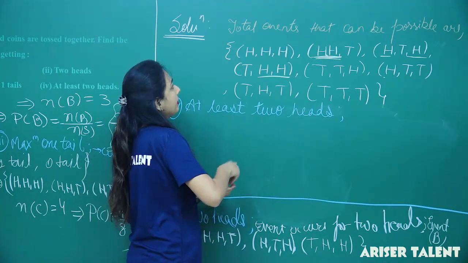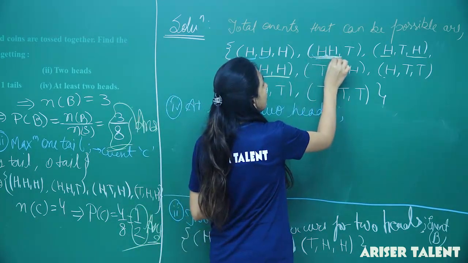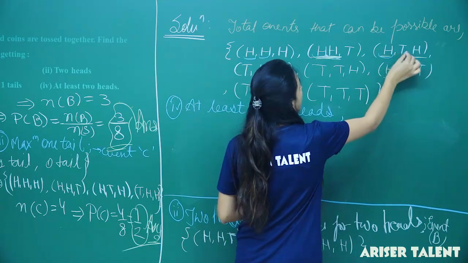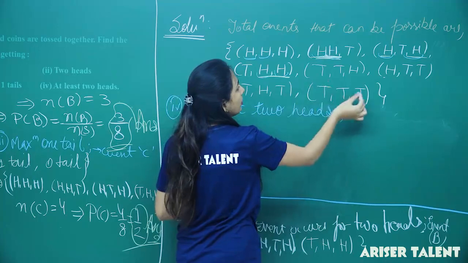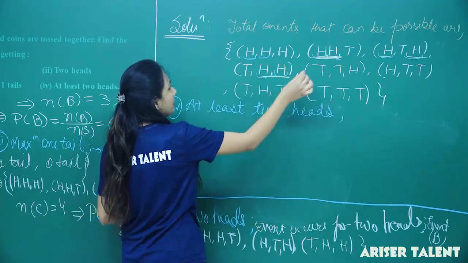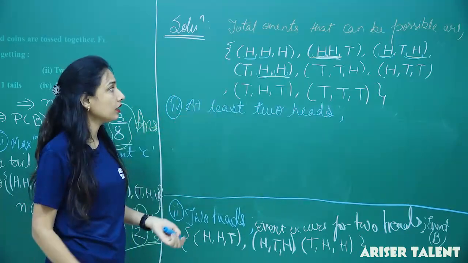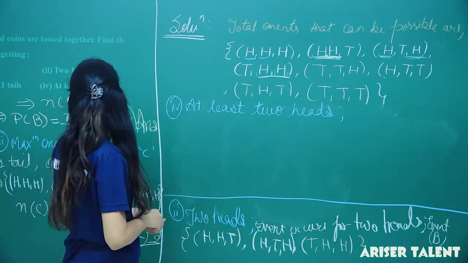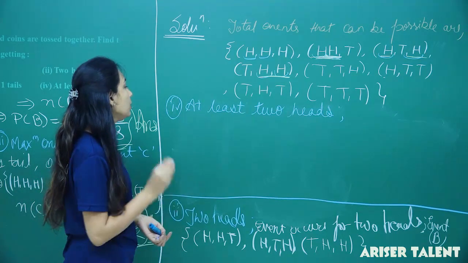Now, finding that we are having 1 and 2 head. Okay, this one is good. 1 and 2 head, okay, good. 1 and 2 head, good. 1 and 2 head, good. 1 head, 1 head, 1 head: not acceptable. So, first, second, third and fourth is the thing. So, at least 2 heads will have these 4 things.